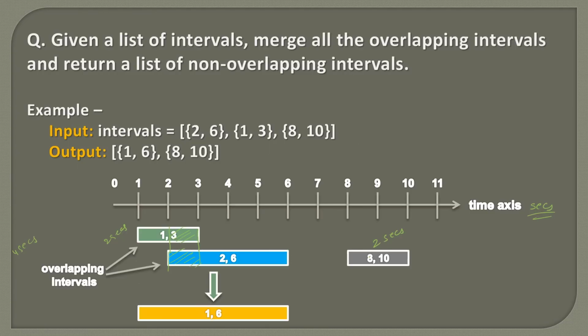But here, if you see 8, 10, as we have only 3 inputs, 8, 10 is not overlapping with any of these intervals, and we have to return a list of non-overlapping intervals. So 8, 10 will remain as it is. Therefore our answer is 1, 6 and 8, 10. If this 8, 10 had been 6, 10 or 5, 10, then our answer would have been one complete merged interval of 1, 10. So let's move ahead and see how we can solve such problems.